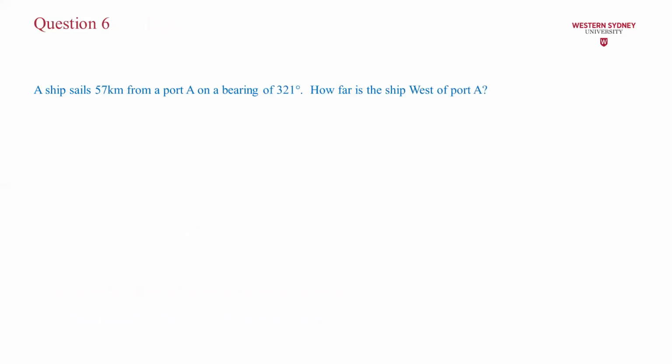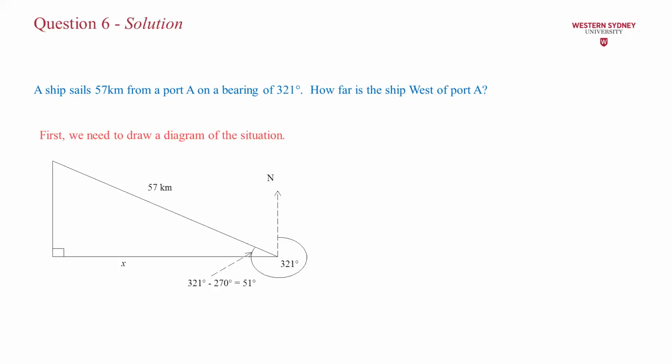Question 6. A ship sails 57 kilometres from a port A on a bearing of 321 degrees. How far is the ship west of port A? Pause the video now. First, we need to draw a diagram. Here's our diagram with our bearing of 321.